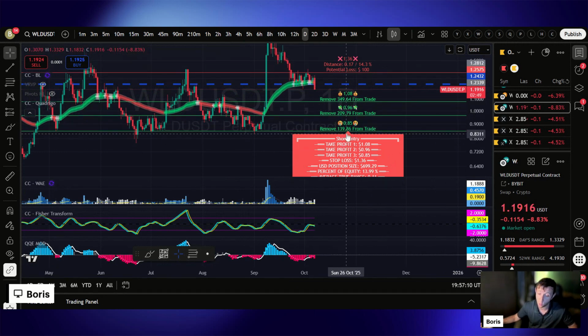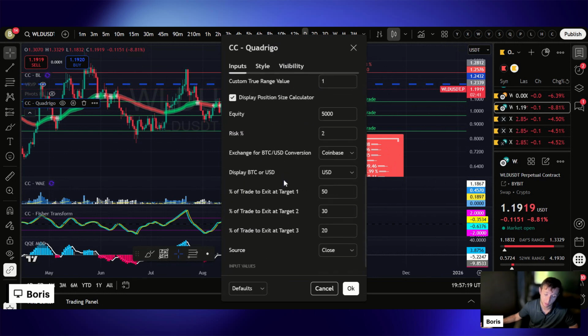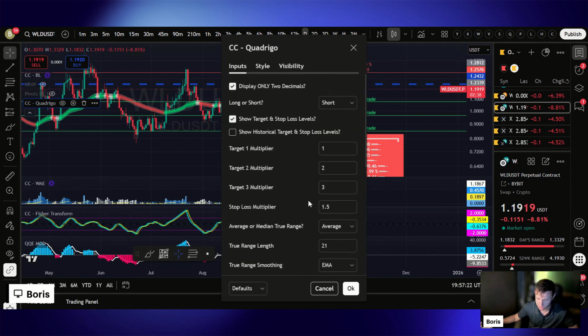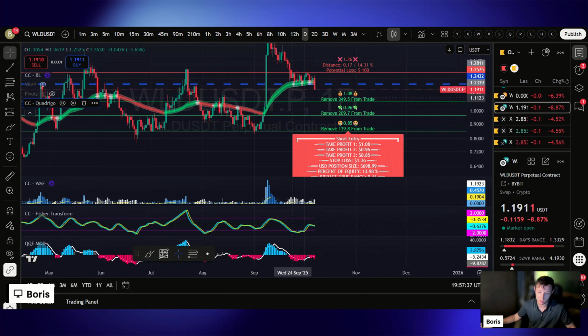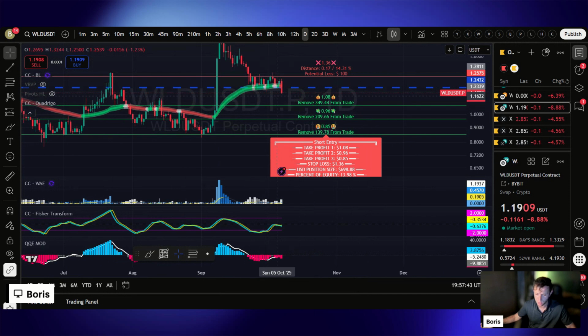The stop loss is going to be 1.5 times the ATR, because we want to avoid the intraday volatility. We don't want to get wicked out from our stop loss here. You can see my settings here: target 1 multiplier 1 ATR, target 2 multiplier 2 ATR, and target 3 multiplier 3 ATR, with a stop loss multiplier of 1.5. This should help us stay in this trade with this kind of stop. The stop is also above the 55 EMA, and above the broken support, now probably resistance, at $1.24.